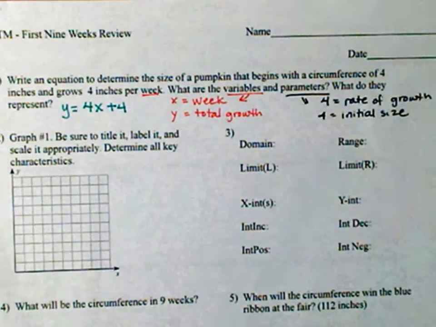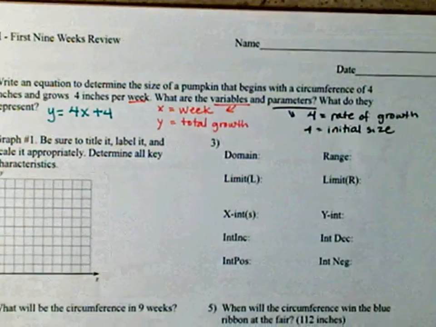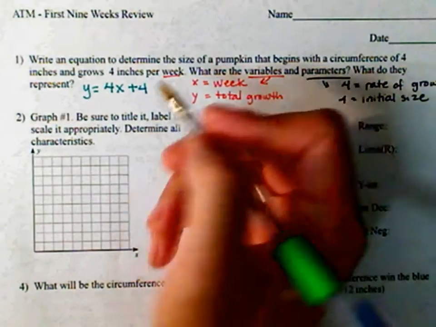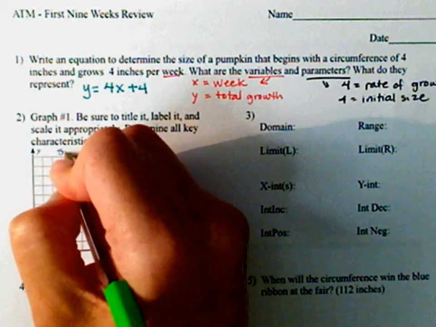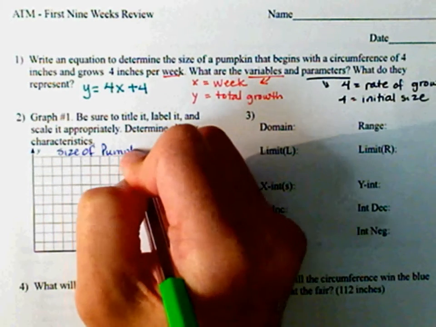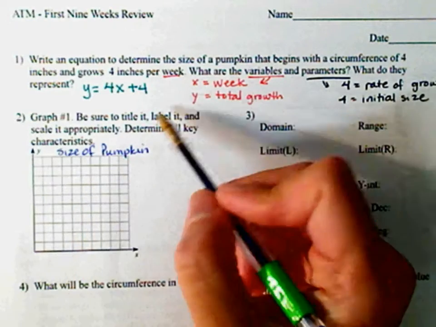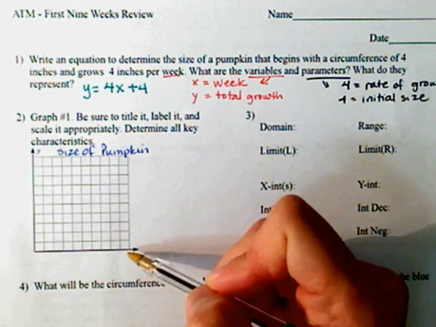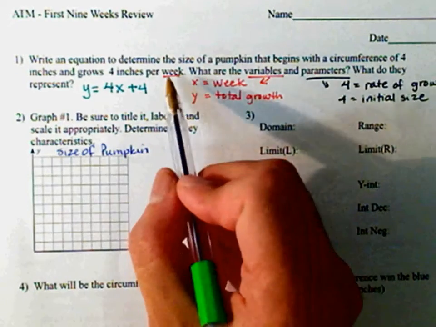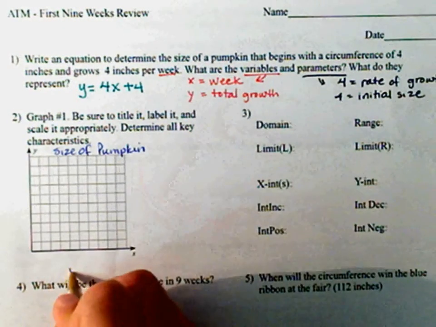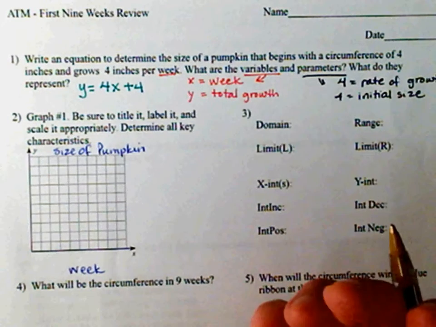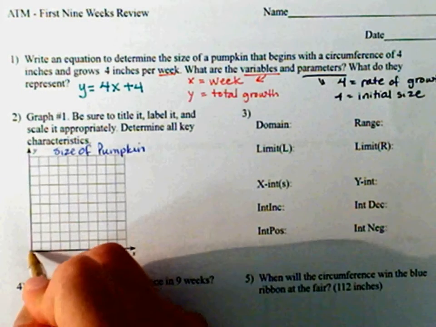Now, next part says, graph number 1, be sure you title. So what do you guys want to title this? I'm going to call it size of pumpkin. Okay. Title it, label it, that's your scale, and scale it appropriately. Determine all key characteristics. Notice this is by the week. So my x-axis is going to be the week. That's your independent variable. It starts off always at 0.